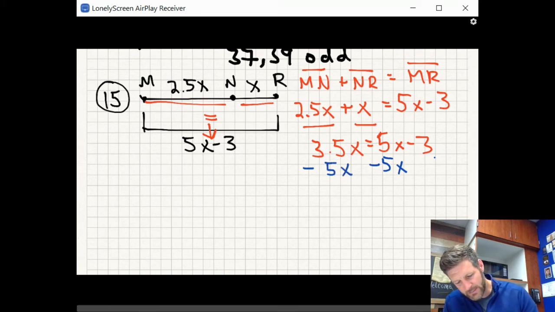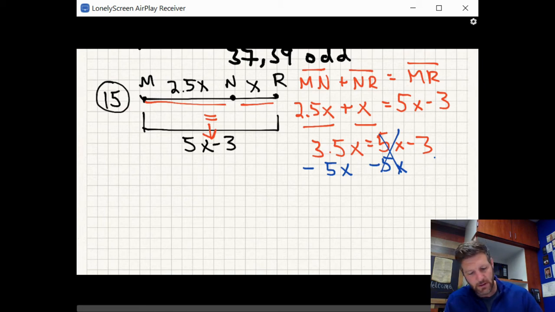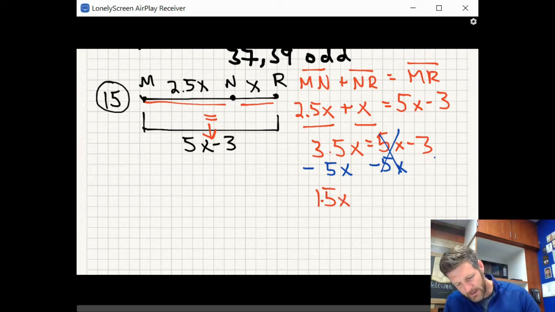I'm subtracting because this is a positive 5x. You're always doing the opposite so that they cancel out. So the 5x's are canceled, basically becomes 0. And now I have 3.5x's minus 5x's. So 5 minus 3.5, or think about it like $5 minus $3.50. That's going to leave me with 1.5. So now I have negative 1.5x equals negative 3 over here, because it was a minus 3. So pay attention to your negatives.